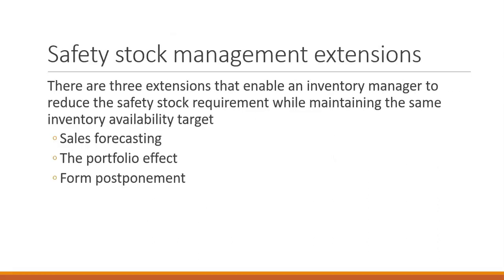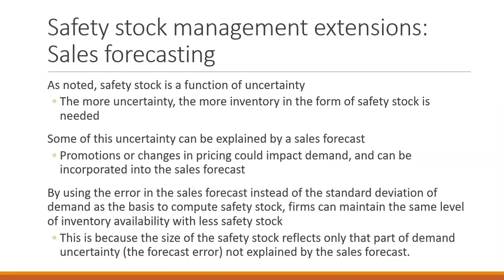When we talk about safety stock and management of safety stock, we can look at these different ways to calculate that. So starting with the sales forecast. Okay? Safety stock is a function of uncertainty. If we trust our sales forecast, then we don't have a high level of uncertainty. So the more that we trust our forecast, the less uncertainty that we have, and so the less safety stock needed.